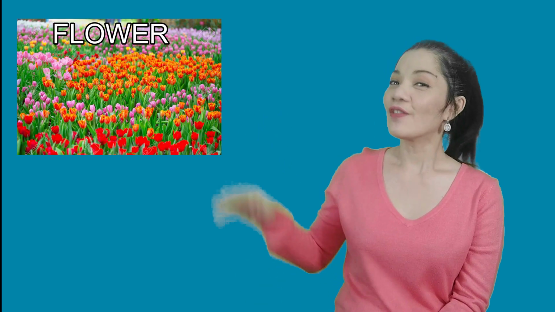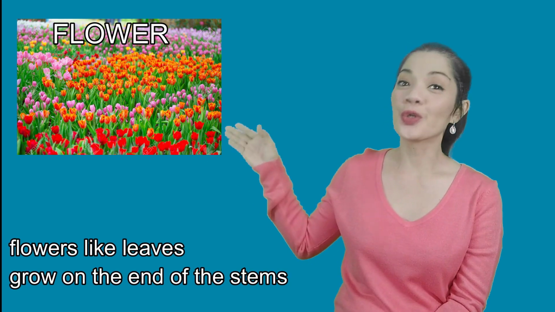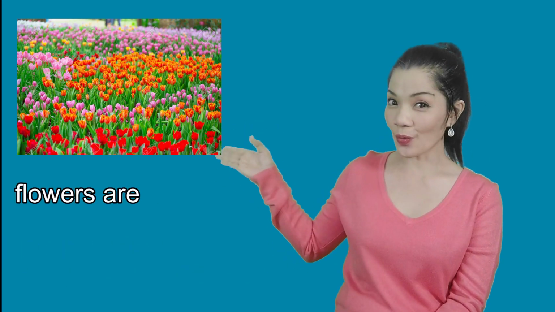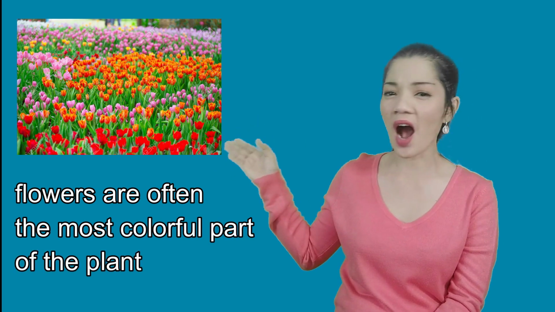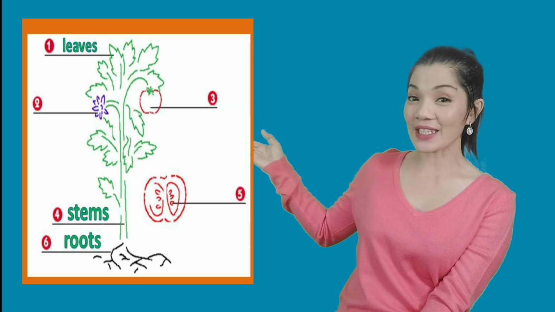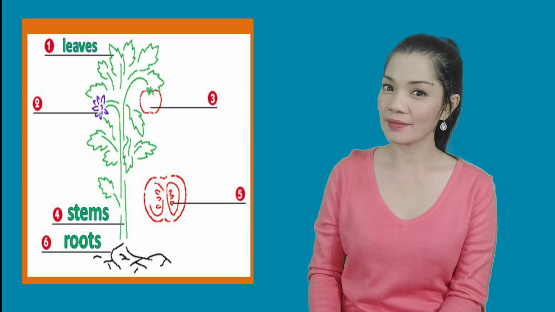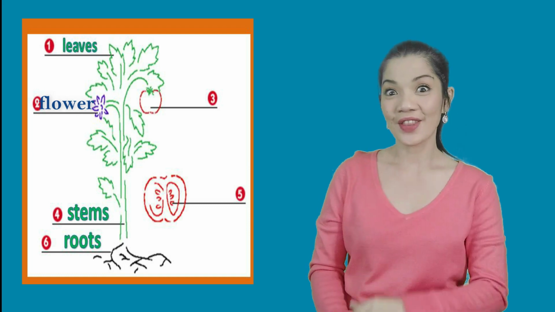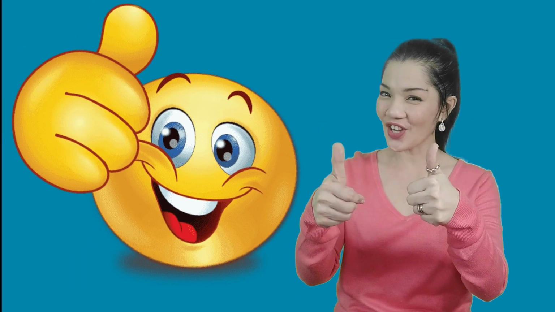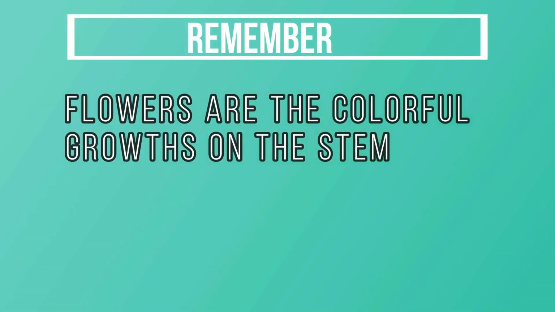Next part we're gonna look at are the flowers. Flowers, like leaves, grow on the end of the stems. Flowers are often the most colorful part of the plant. Many people love flowers. Some plants have flowers, some plants do not. Look at the plant diagram and tell me which part is the flower. That's right! Good job! Remember, flowers are the colorful growths on the stem.